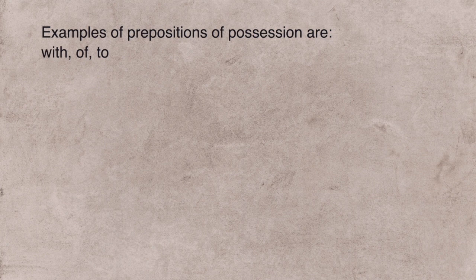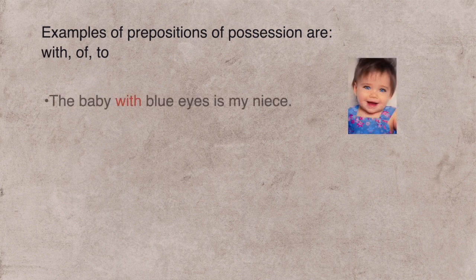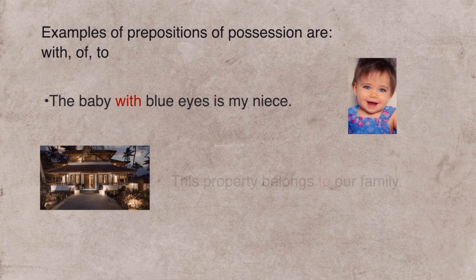Here we have some examples. The baby with blue eyes is my niece. Here the preposition used is with, and that implies some kind of possession. Another sentence is, this property belongs to my family. Here again the preposition to denotes that there is some kind of ownership.